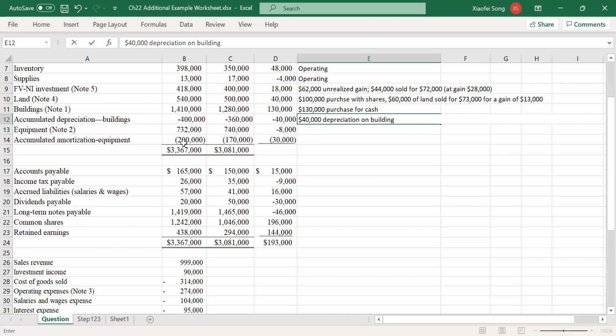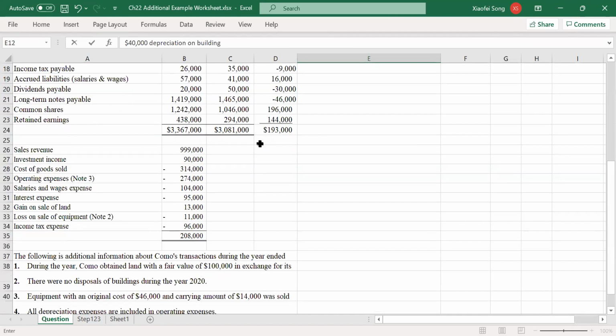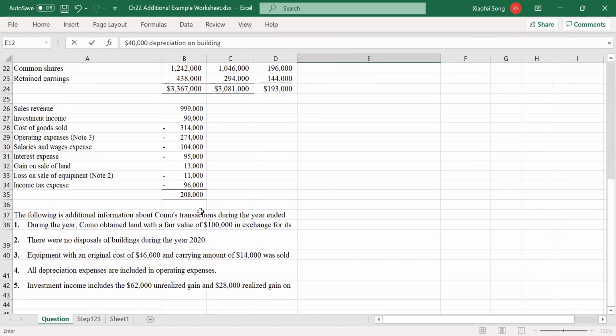Next one is the equipment. There's a net decrease of 8,000. So we know there's some kind of sales. So let's say equipment with the original cost of 46,000 and the carrying amount of 14,000 was sold. What else? That's it.